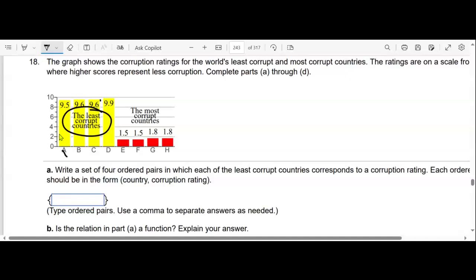Those are least corrupt countries. Their rating is very good. They don't have corruption. 9.5, 9.6, 9.6, 9.9. But those countries here, E, F, G, H, they are the worst corruption. Okay? Their rating, very bad. They gave 1.5, 1.5, 1.8, 1.8. So he said, can you please read A?